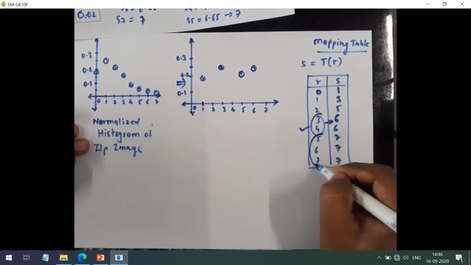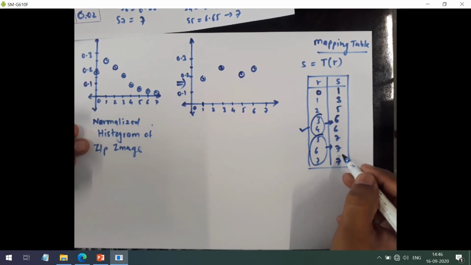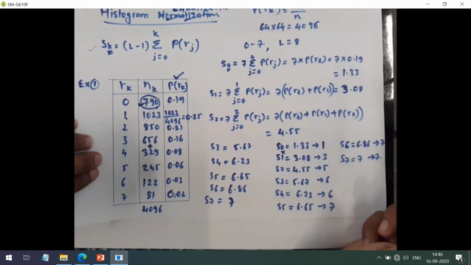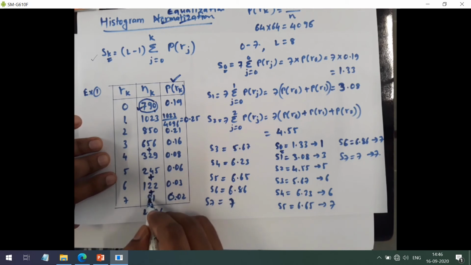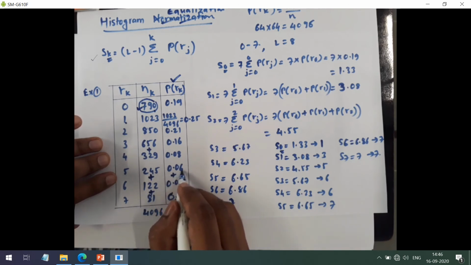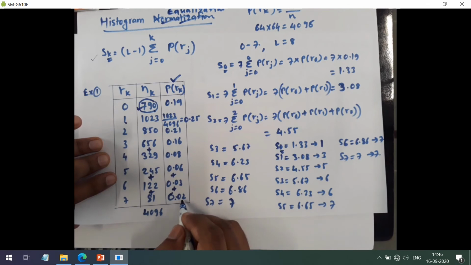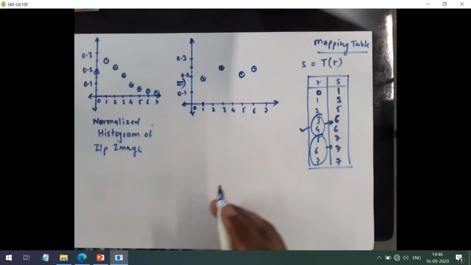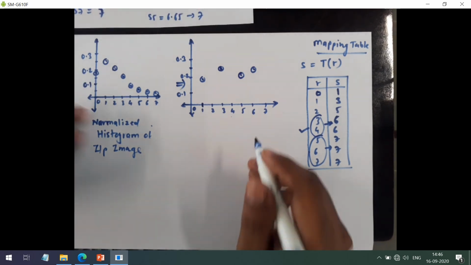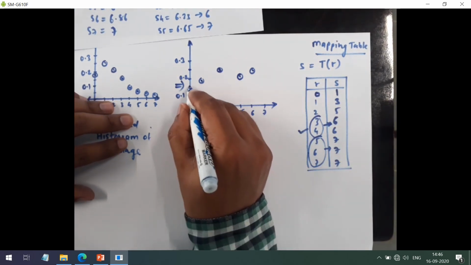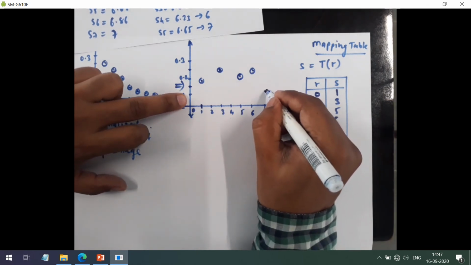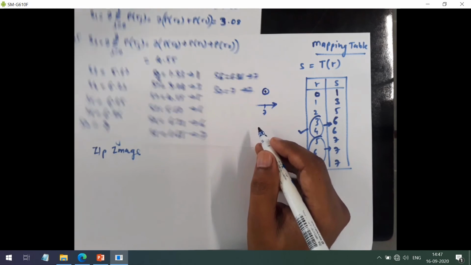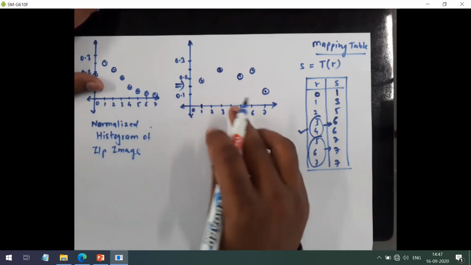Then these 3 pixels are mapped to intensity 7, okay. So how many pixels are there with intensity 7 in the output image? So we have to add 245 plus 122 plus 81, whose normalized score will be 0.06 plus 0.03 plus 0.02, that means 0.11, okay. These many pixels are having intensity 7, 0.11, okay. This is 0.15, so it will be around here, okay.